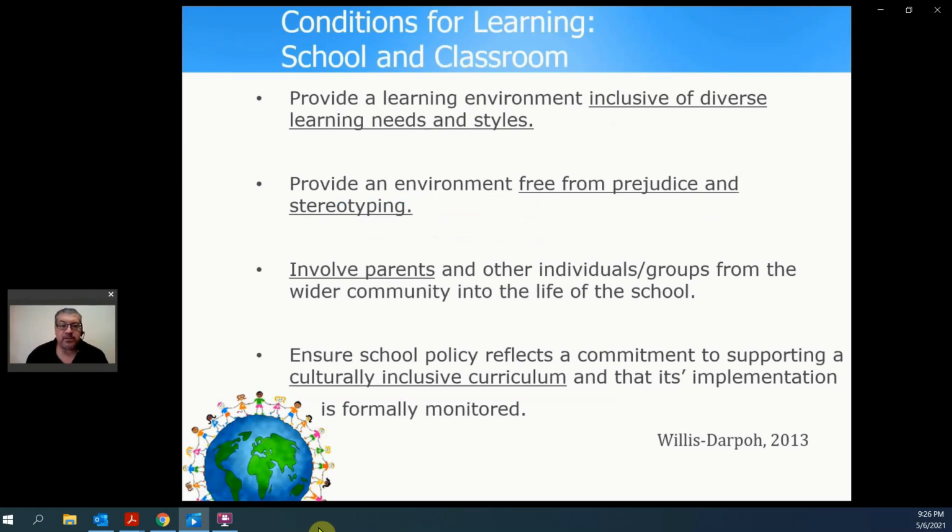Conditions for learning, school and classroom. Provide a learning environment inclusive of diverse learning needs and styles. We all learn differently. We all have different styles. Provide an environment free from prejudice and stereotyping. And of course, a non-judgmental environment. In our social contract, we have built in that we will not be judgmental. We will not be critical.